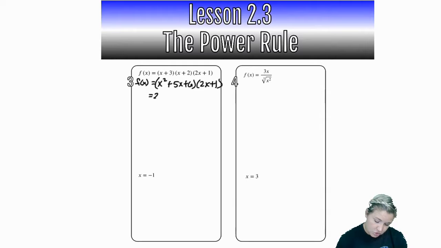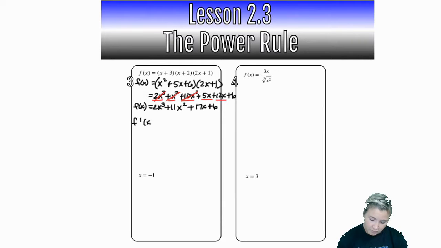And then this becomes 2x to the third plus x squared plus 10x squared plus 5x plus 12x plus 6. And then I'm going to combine terms. This doesn't have one to go with it. So I have 2x to the third, and then I have x squared and 10x squared. These are going to make 11x squared. And then I'm going to have 5x and 12x. That makes 17x. And then plus 6. So this is f of x.